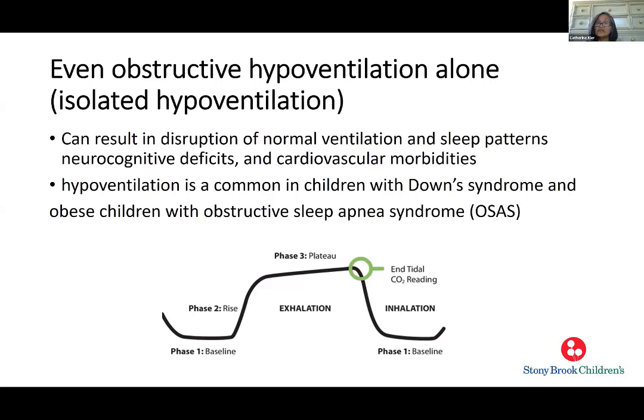So even obstructive hypoventilation alone or isolated hypoventilation can result in disruption of your normal ventilation sleep patterns, and these are associated with neurocognitive deficits and cardiovascular morbidities. Hypoventilation is common in our children with Down syndrome and obese children. You can see that in terms of measuring your end-tidal CO2, the reading would be at the end of the plateau during the end of your exhalation cycle.